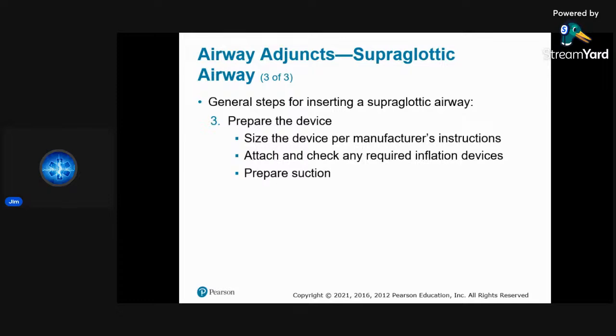We're going to make sure that we check our equipment before we insert it. For example, if it's a King Airway or the Combitube, it's got inflatable balloons. We're going to make sure these balloons will inflate and hold air, and then we're going to take the air out before we insert it. We'll lube them up, and we'll insert them.